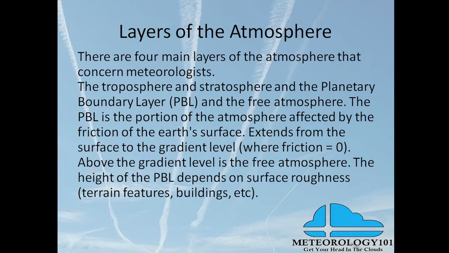The planetary boundary layer is a portion of the atmosphere affected by the friction of the Earth's surface. It extends from the surface to the gradient level, where friction is zero. So it will extend up to the gradient level, where friction is zero. Once it hits that gradient level, there's no friction, and that is considered the free atmosphere.